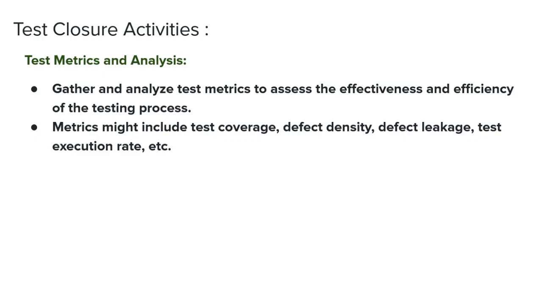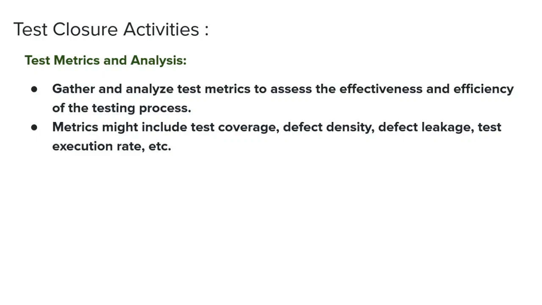But just understand, we have to prepare some test metrics, and that metrics is used to assess the effectiveness and efficiency of the testing process. That metrics might include test coverage, defect density, defect leakage, test execution rate, etc. So these are some metrics parameters which are used to assess the effectiveness and efficiency of the testing process. How we are going to calculate these parameters, I will show you in some time.